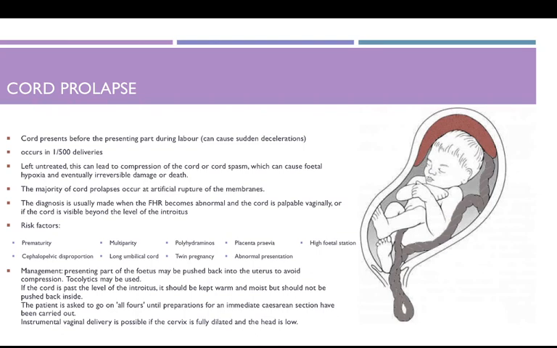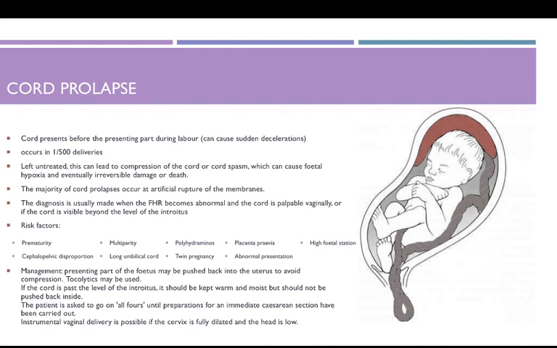Cord prolapse. So cord prolapse is where the cord presents before the presenting part during labour. One of the signs of it is sudden decelerations on CTG. It occurs in 1 in 500 deliveries. If left untreated, it can lead to compression of the cord or cord spasm, which leads to fetal hypoxia and eventually irreversible damage or death.